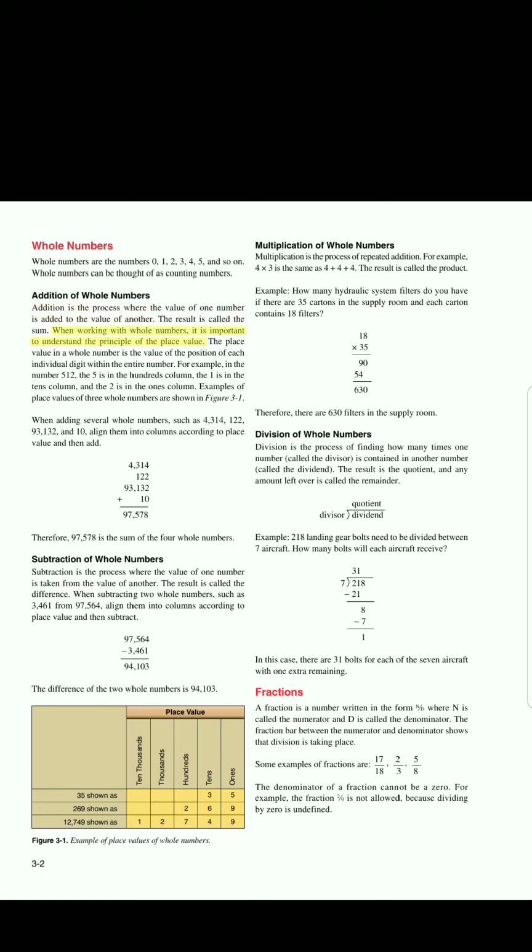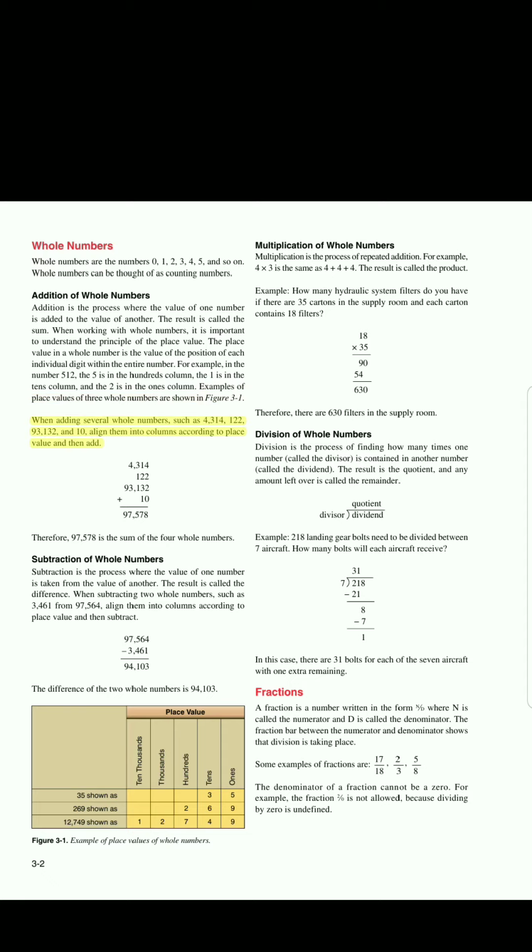When working with whole numbers, it is important to understand the principle of the place value. The place value in a whole number is the value of the position of each individual digit within the entire number. For example, in the number 512, the 5 is in the hundreds column, the 1 is in the tens column, and the 2 is in the ones column. Examples of place values of whole numbers are shown in figure 3-1.